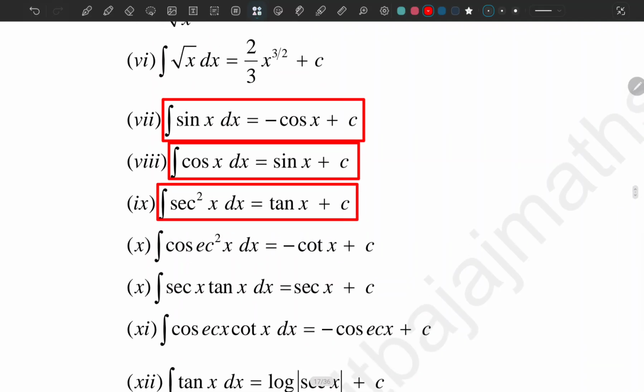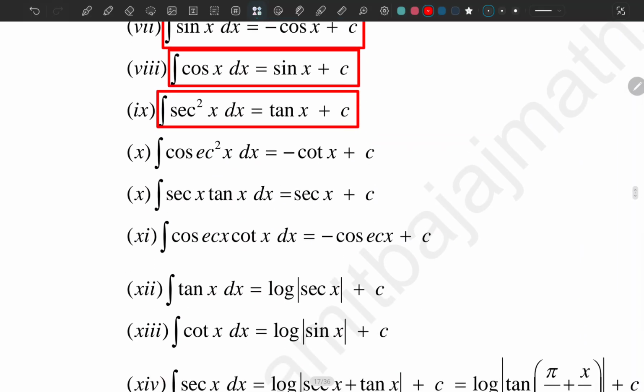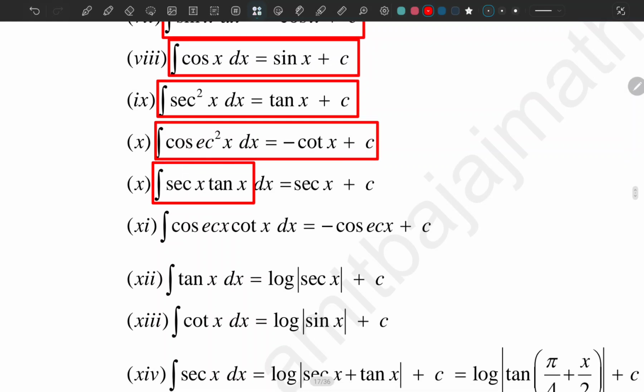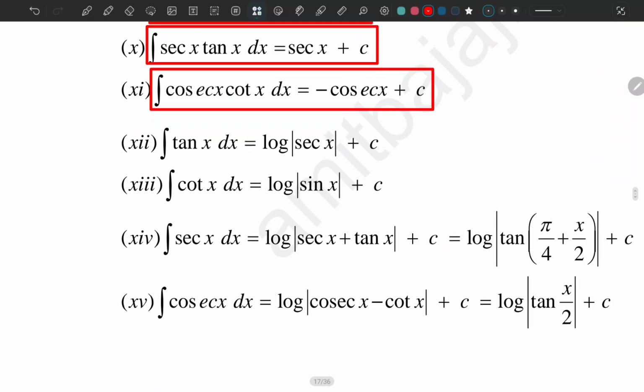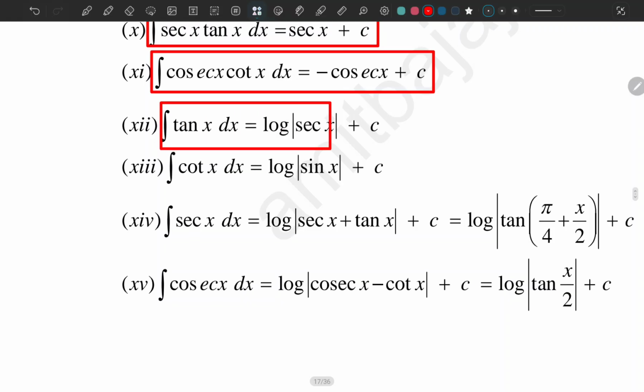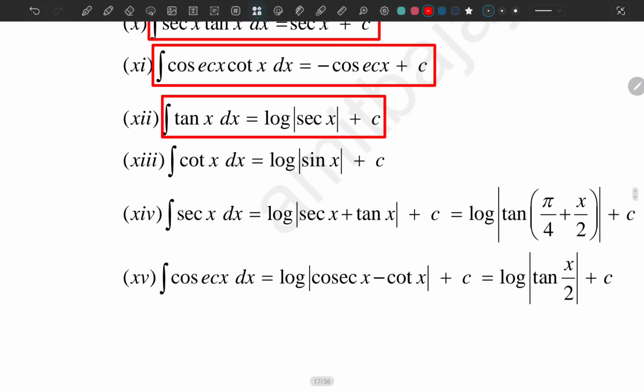Integral of secant square of x is tangent x plus c. Integral of cosecant square is minus cotangent of x plus c. Integral of secant x tangent x equals secant x plus c. Integral of cosecant x times cotangent x dx equals minus cosecant x plus c. Integral of tangent x dx is log of secant x plus c, the absolute value of secant x, right?